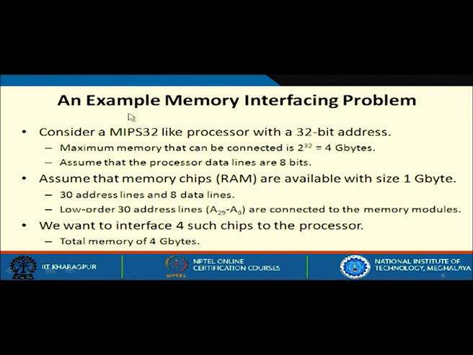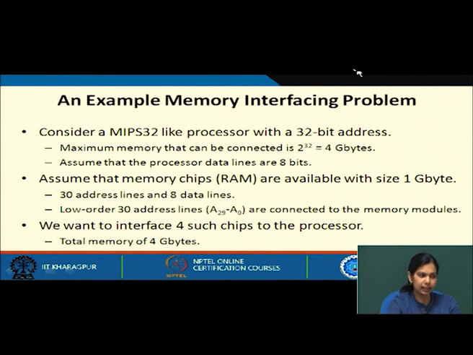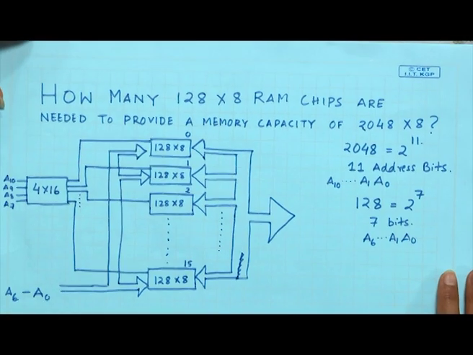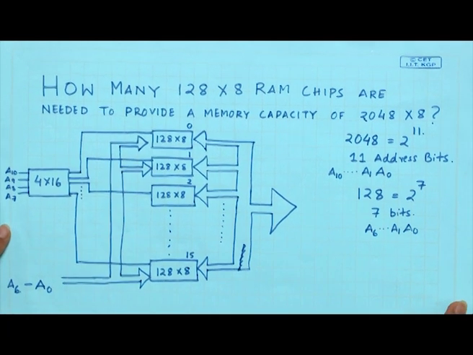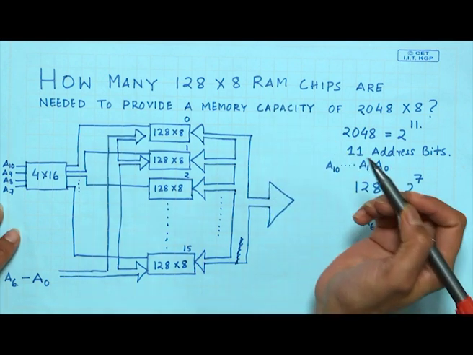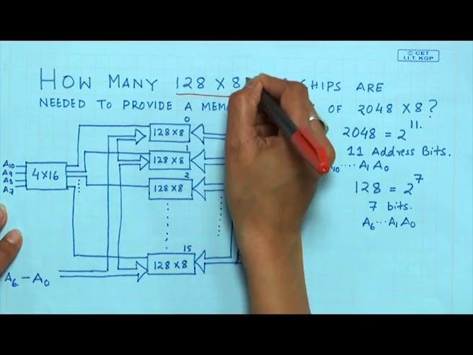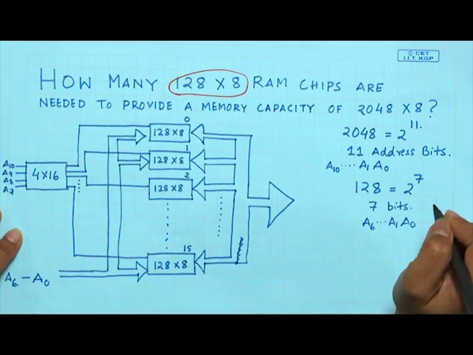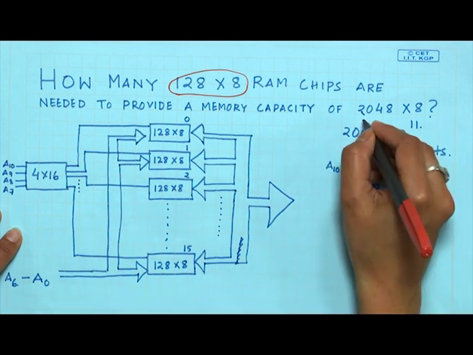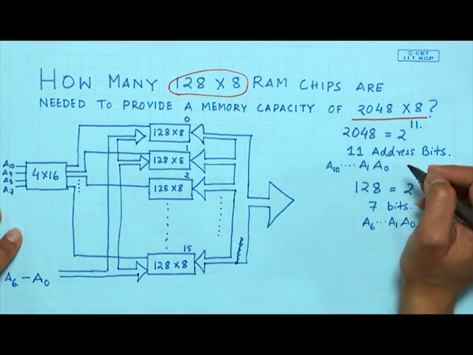Let us take an interfacing problem. But before taking an interfacing problem, I will take a small example to show how a larger memory is built from smaller memory. Let us take this example. We have to find out how many 128 cross 8 memory RAM chips are needed to provide a memory capacity of 2048 cross 8.